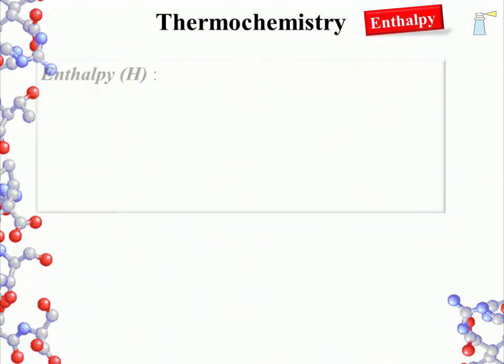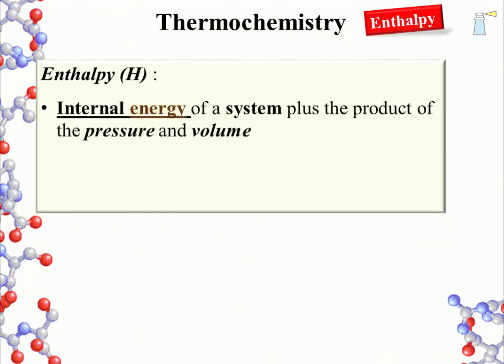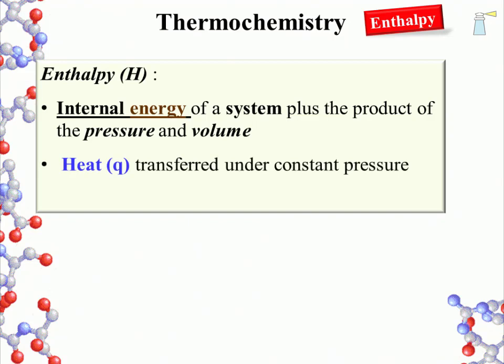Important to both branches is enthalpy. It is given the term capital H for short. Its thermodynamic definition is the internal energy of a system plus the product of the pressure and volume. And that is a pretty sophisticated definition. At this level of chemistry, the more useful definitions are the heat transferred under constant pressure and heat content, or total heat. Heat uses the designation of Q.